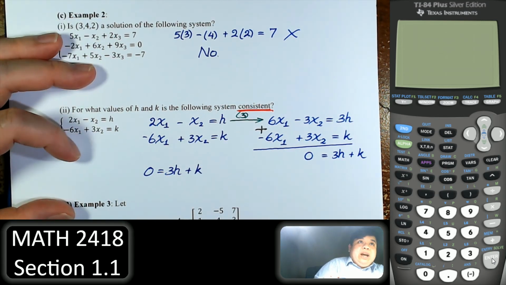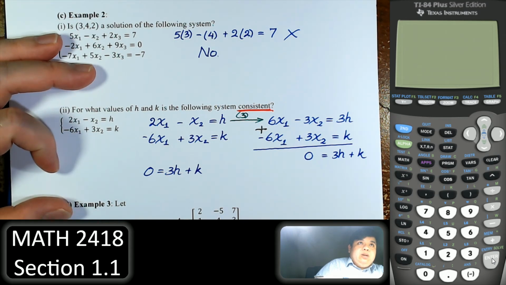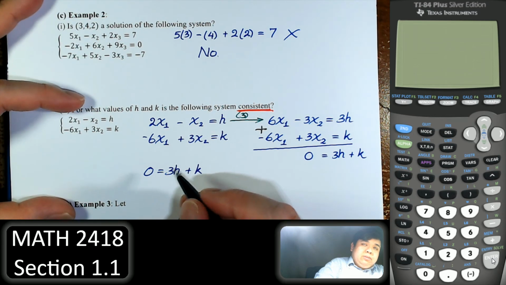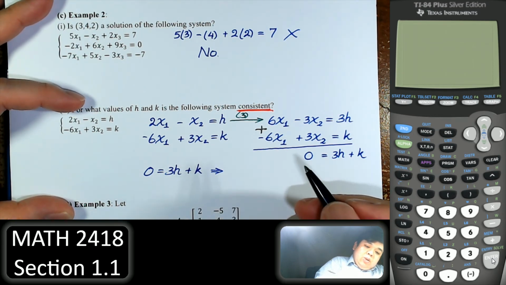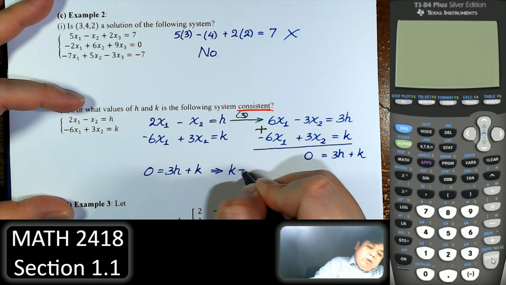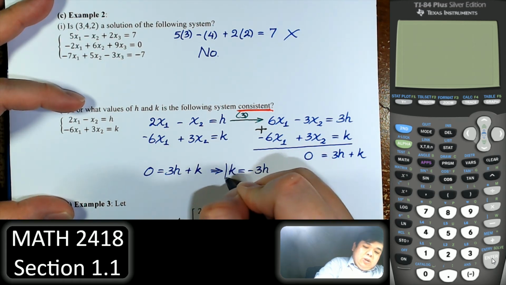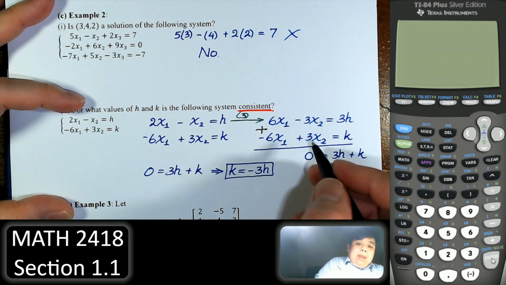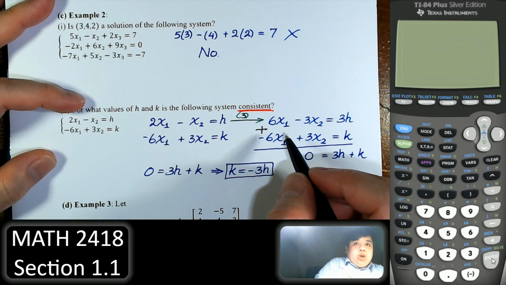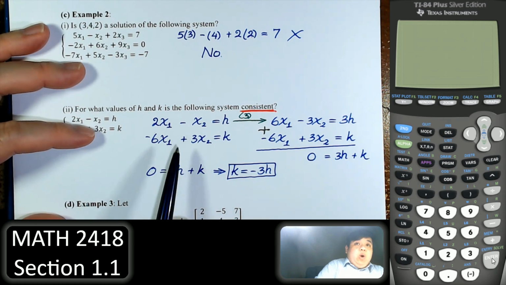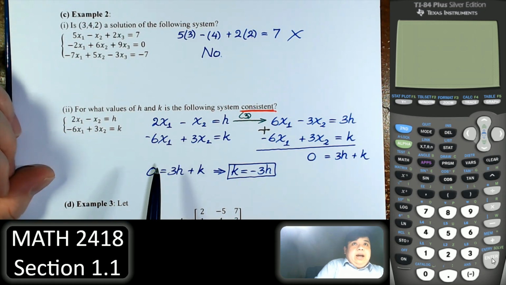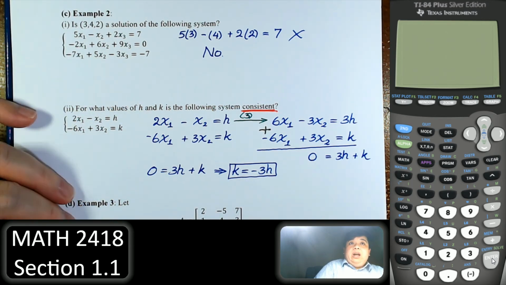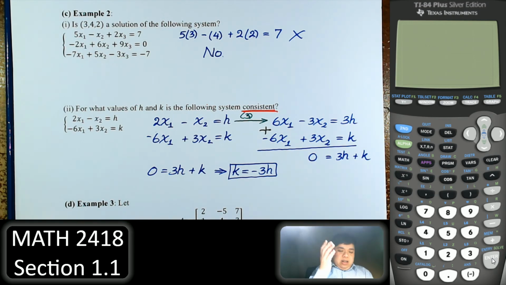Of course, we can solve for k in terms of h. So when we do that, we have k equal to negative 3h. When this is the case, this is always true regardless of x1 or x2. It doesn't matter what x1, x2 are, the equations will work, and therefore we have infinitely many solutions when k equals negative 3h. But at least, it will be consistent.